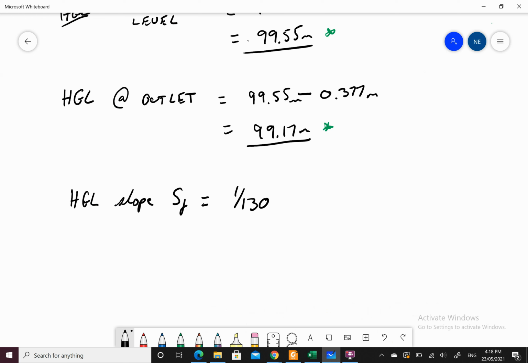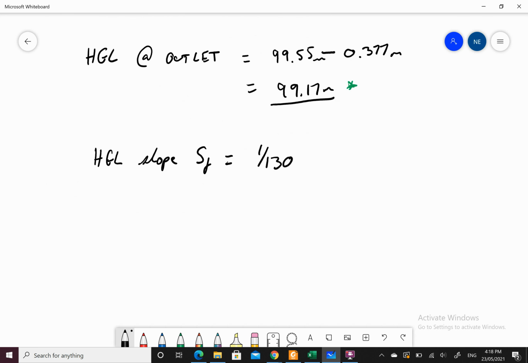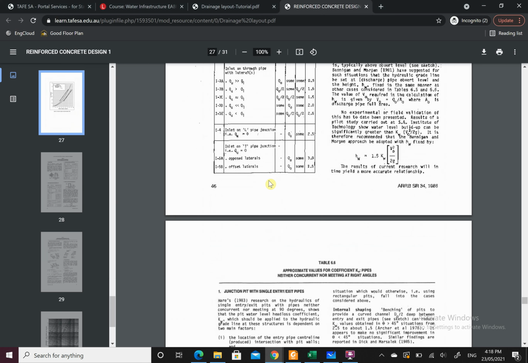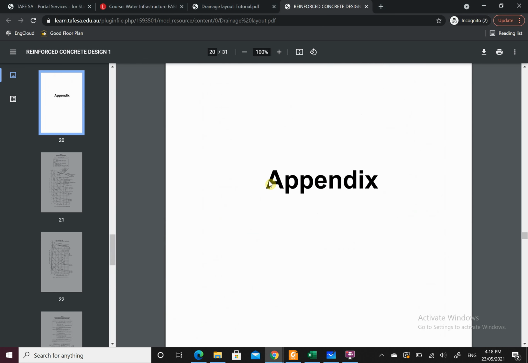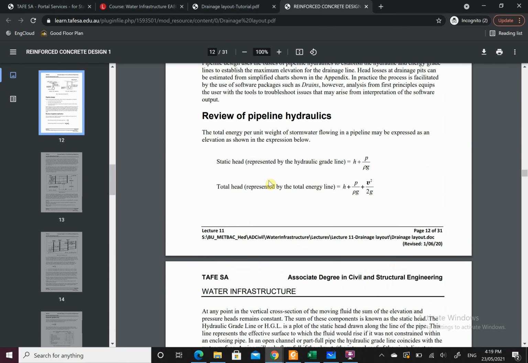Alright, so that's all good and well. I've worked out my slope, but now what I need to do is work out my actual loss in my hydraulic grade line due to friction. And that's what we do with this slope. So my distance between pits is equal to, well, now I need to come back to my example and find the actual question itself, which is somewhere in here. Where are we? Keep going.